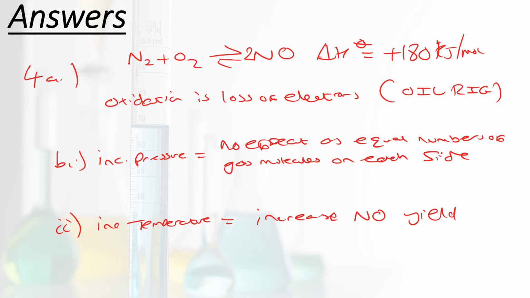An increase in temperature, well now we need to look at our enthalpy change. Our enthalpy change here is endothermic, positive enthalpy change, and so that's going to be taking heat in. If we increase the temperature, the application of Le Chatelier's law tells us that the equilibrium will want to move to oppose that change. It will want to move to reduce the temperature, to take in heat. That's the endothermic direction, which is the forward direction, and so therefore we increase our nitrogen monoxide yield.